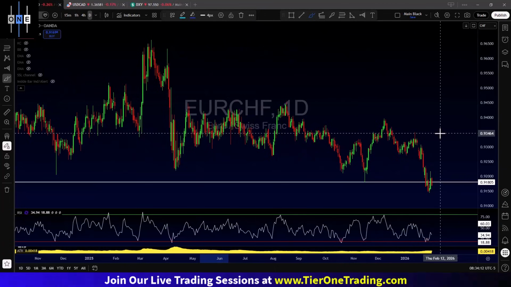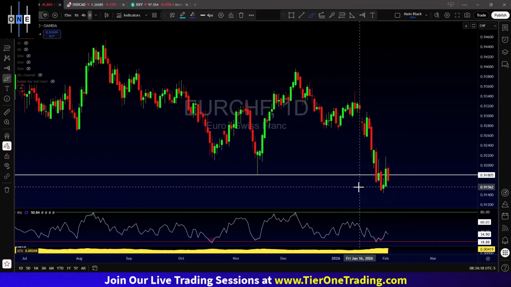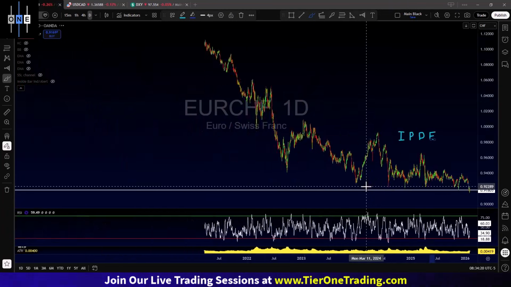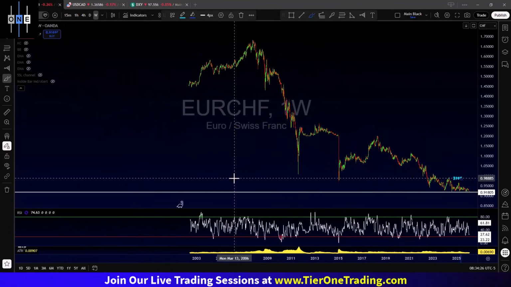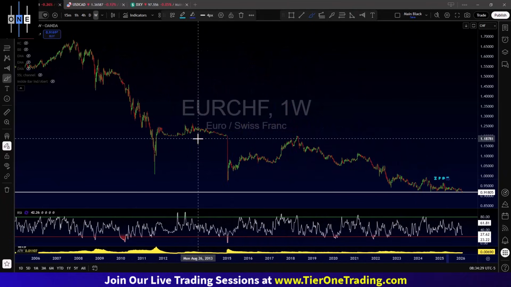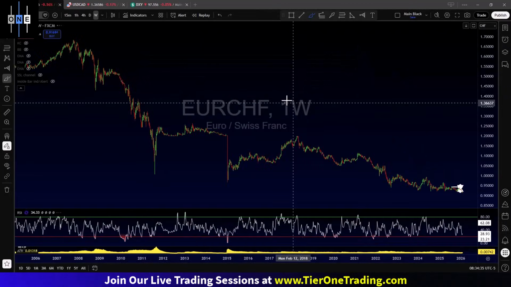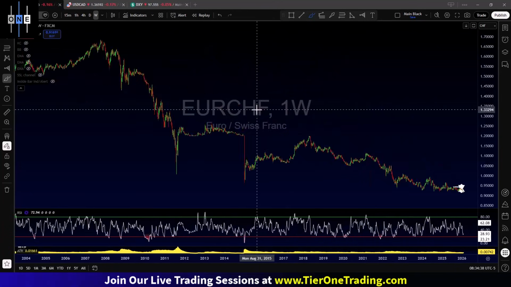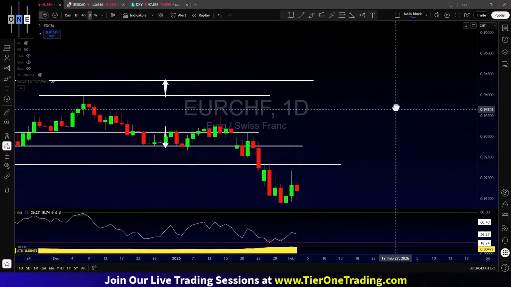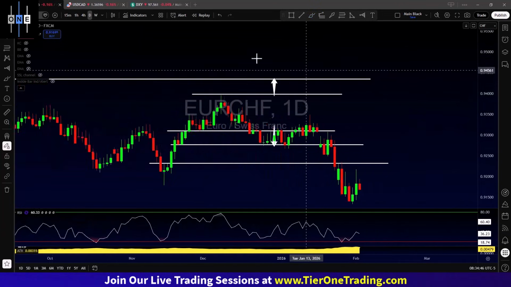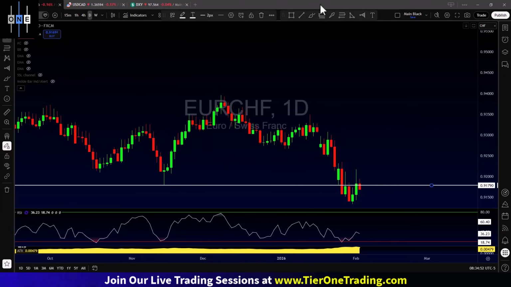So let's identify, can we all agree, break and close of structure to the downside? Yep. I believe these are all-time lows. Let me just pop out to the weekly if I remember the Euro Swiss. Yeah, all-time lows. These should be all-time lows here. Yeah, okay. All right, so break and close below. We identify a break and close below. So that's my first step.